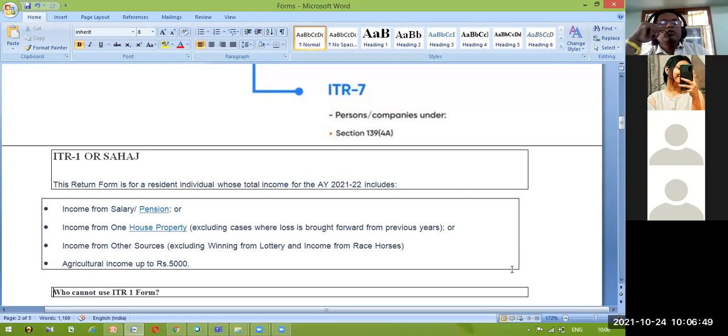And all of you know what is agriculture income. If your agriculture income is up to 5,000, then you can fill up ITR 1. If it is more than 5,000, you cannot fill up ITR 1.